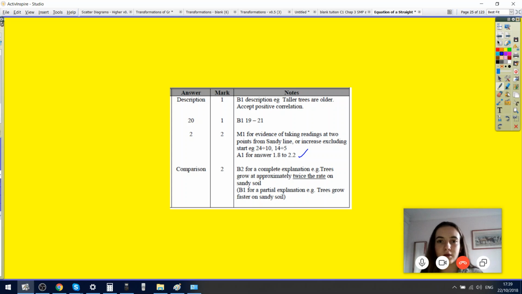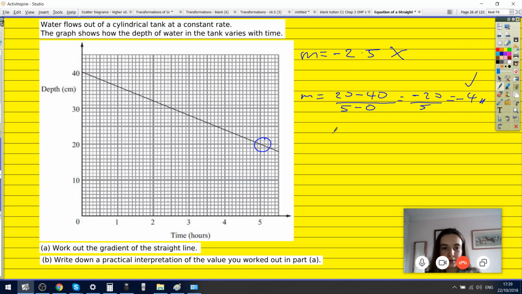Okay. And so in this one, what is the practical interpretation of the gradient? The depth decreases as time increases. By how much? By minus 20. Like, by 20 centimeters. What did we say the gradient was? -4. And so it decreases by -4. So you could say it increases by -4. We'd say it decreases by 4. What's the unit for the depth? Centimeters. So it decreases by 4 centimeters.